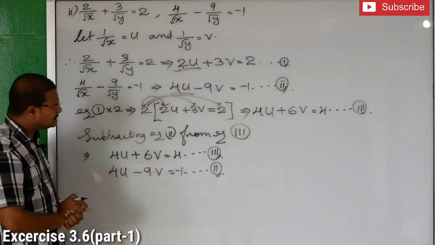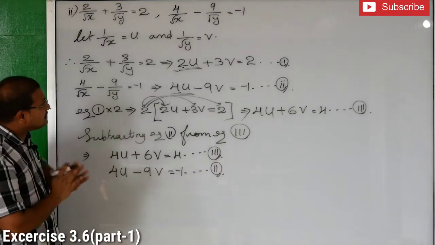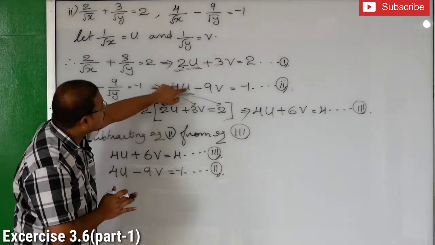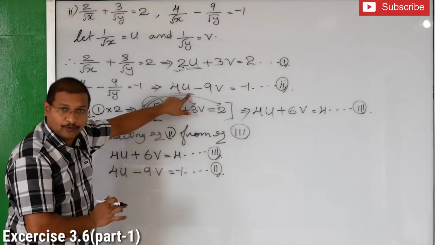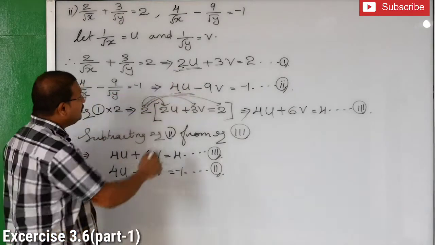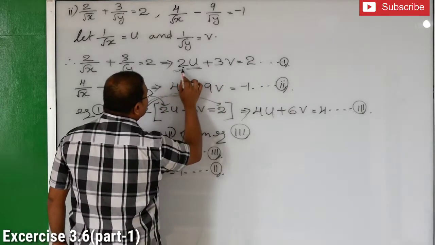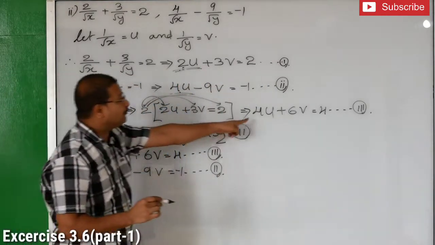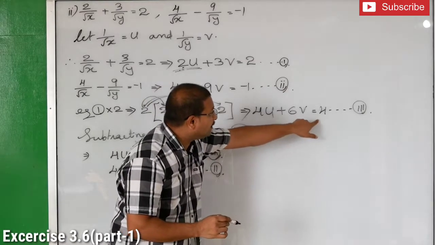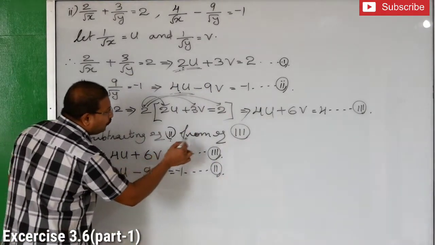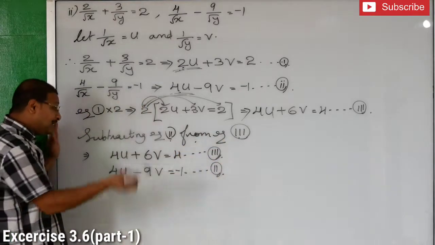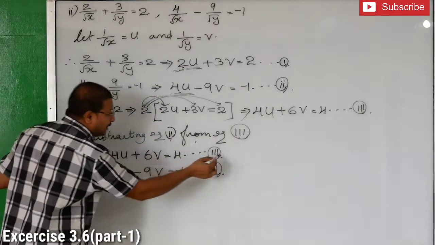I hope you can understand. See, what we are going to do is make the coefficients equal. See, here is 2u, here we got 4u. So to make it 4u here, we are multiplying the first equation by 2. That time we got 4u plus 6v equals 4. After that, subtracting equation 2 from equation 3. That means the third equation we will write first.